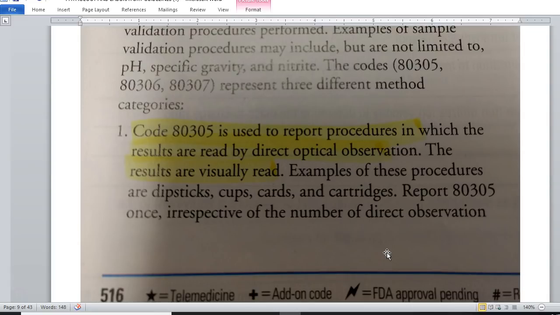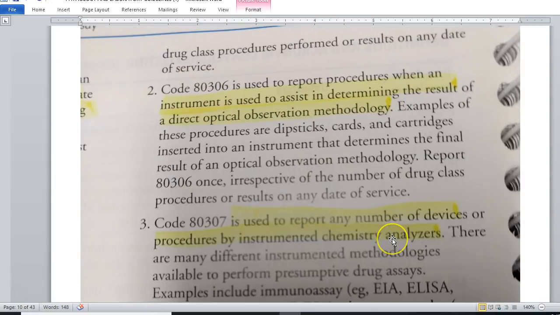And a lot of times these cards and cartridges will have like 5 of the main drugs, I should say 4 of the main drugs plus alcohol, so that again, they can read this. And these usually only take about 5 to 10 minutes to read total. So it goes on. Report 80305 once, irrespective of the number of direct observation drug class procedures performed on results on any date of service.